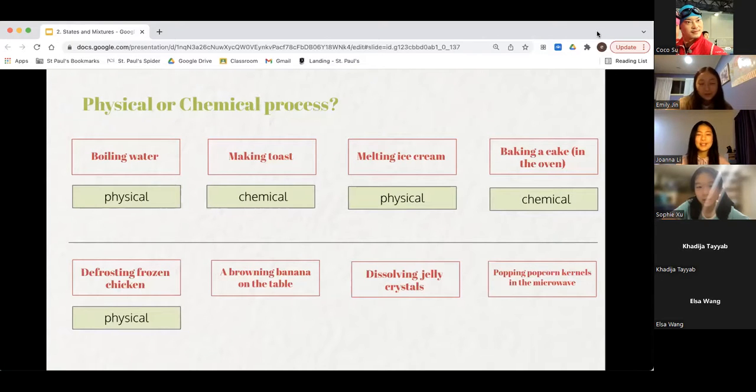What about a banana? You know how bananas go brown, they get their brown spots. What sort of change would that be? Yeah, thank you, Sophie. You've been answering. Oh, good job, people. Yeah, it would be a chemical change. You can't unbrown a banana. What about dissolving jelly crystals?